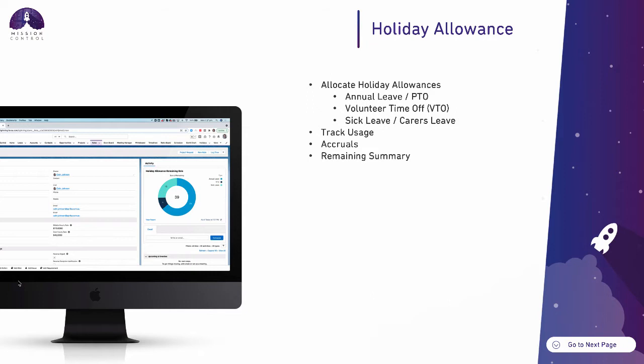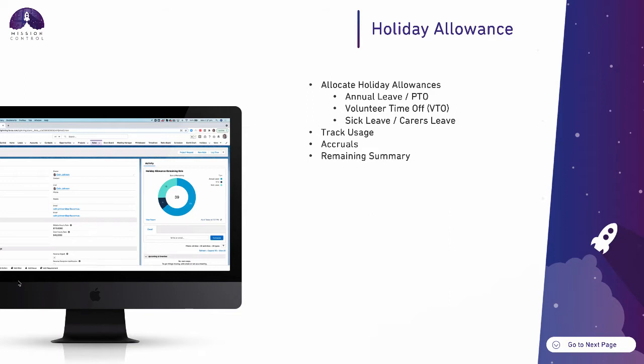You've also got the ability to define whether the holiday allowance can accrue, and if it can accrue, how much of that can accrue as well. As a part of that, as you can see on the screen here, you can drop a report chart onto your Lightning app page, summarizing the holiday allowance remaining for that individual person.